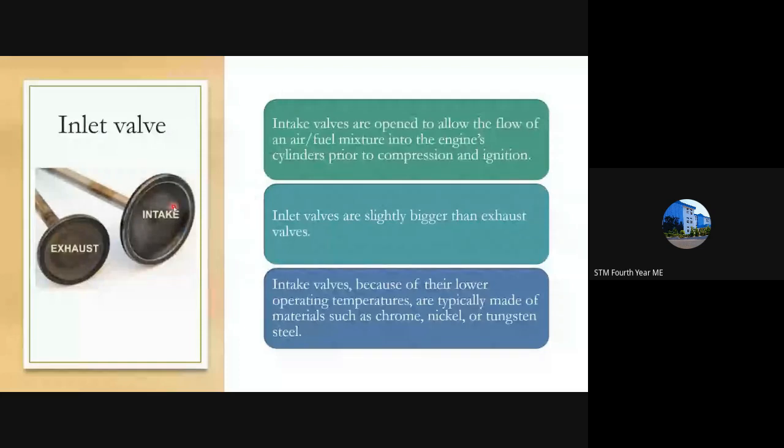And when the piston moves upwards, the intake or inlet valve has to be closed. If it is not closed during that compression stroke, during that movement of the piston upwards, the air-fuel mixture present inside the combustion chamber may escape through the inlet valve itself. So that must not happen. For that purpose, the inlet valve is closed before the compression stroke starts.